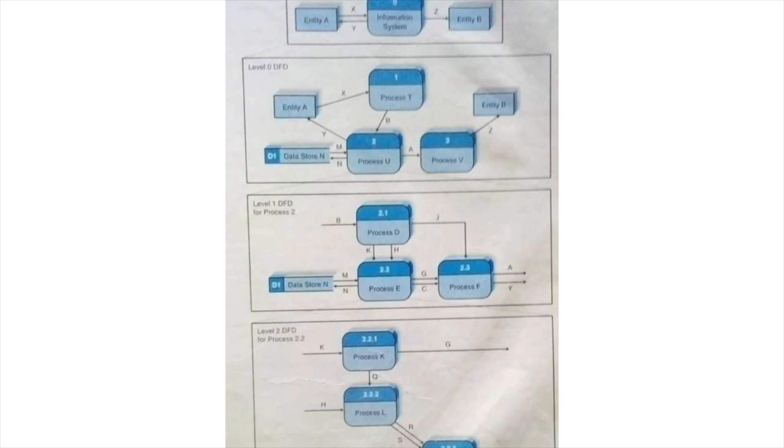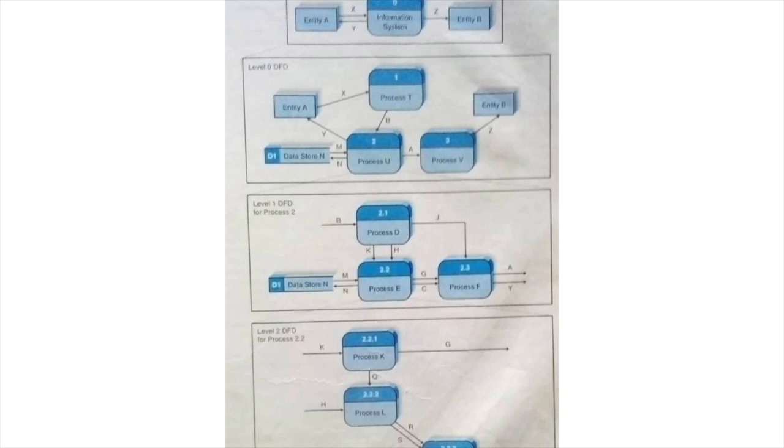Now, in that level, you now depict the activities that are involved in performing process U, which is represented in the level 0 diagram. And as you can see, you will notice 2.1, 2.2, 2.3. This means that for you to perform process 2, you have to do these 3 main processes. You also see the data store that is involved in it.